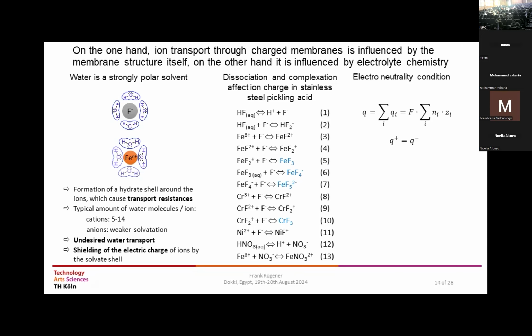And then another effect that we have to take into consideration when we talk about electrodialysis or diffusion dialysis, and also nanofiltration, is the electroneutrality condition. That means each solution needs to carry the same charge of positively and negatively charged ions. Otherwise, this process or physics would be spoiled. So it is necessary that we have the same charge in every solution.